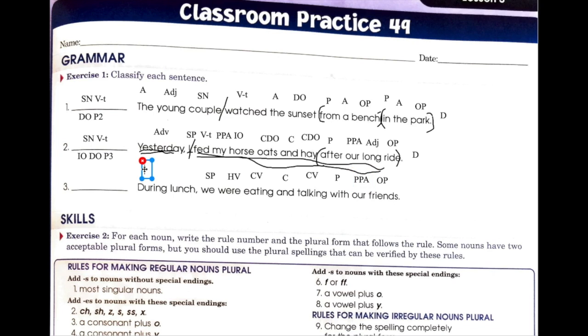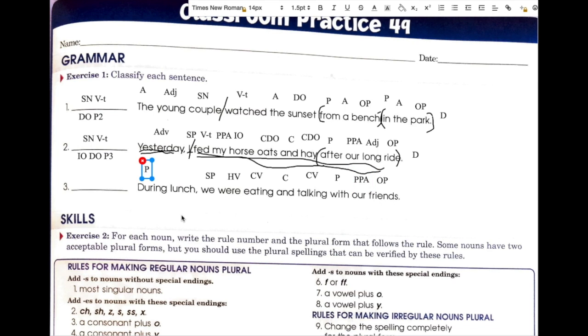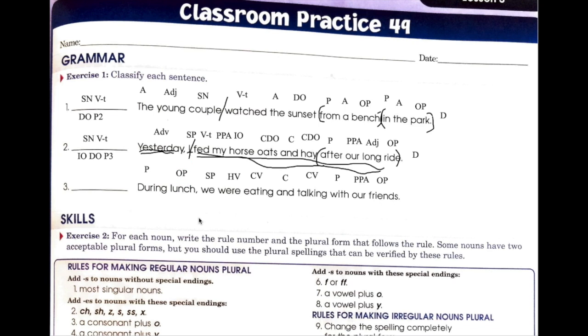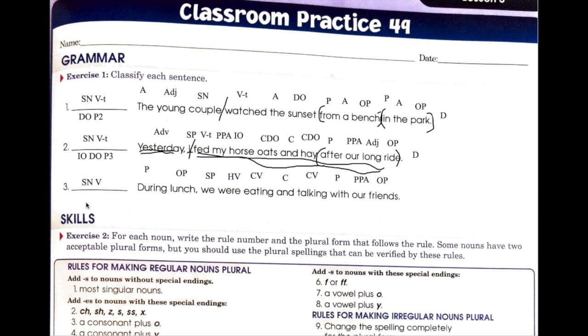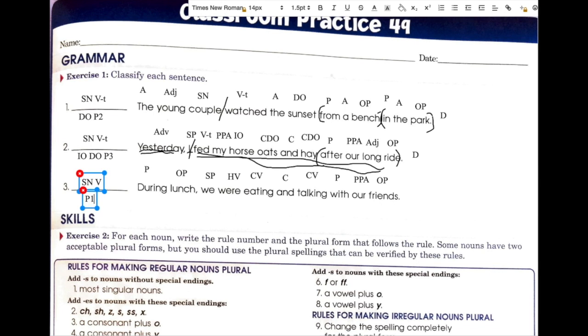During is a preposition. During what? Lunch, object of the preposition. This does not have any direct objects or indirect objects, so we're back to pattern 1 here. We have subject, noun, verb, pattern 1.